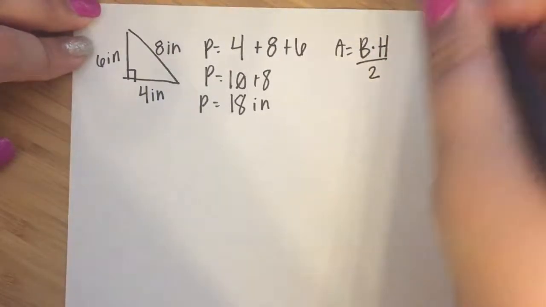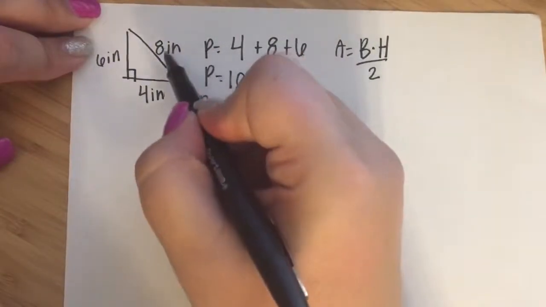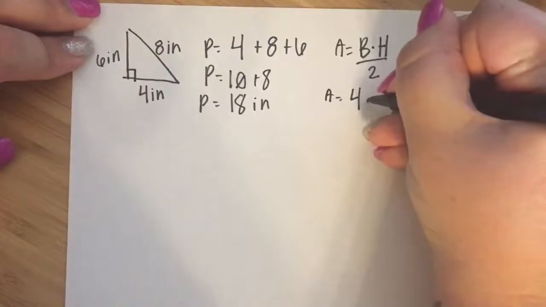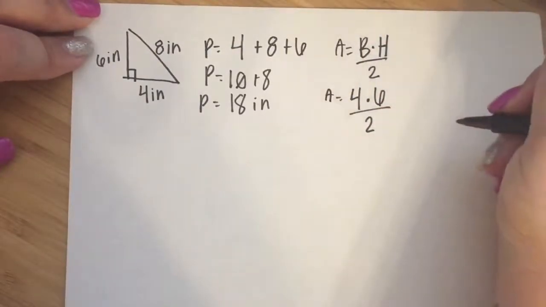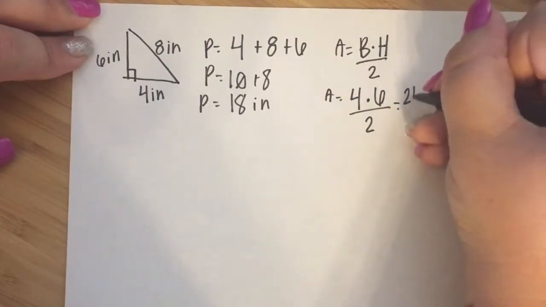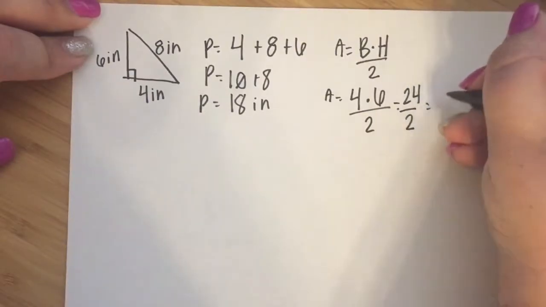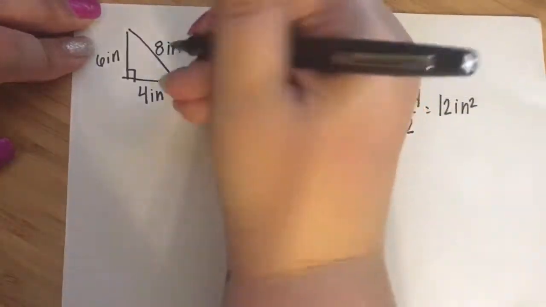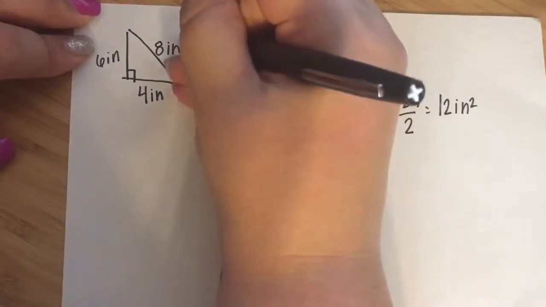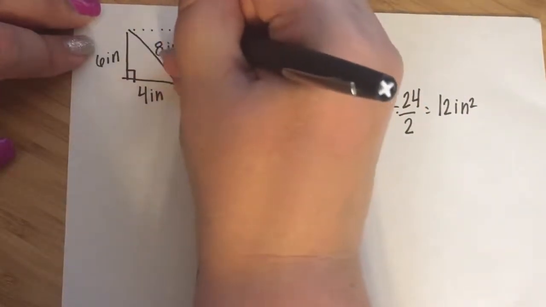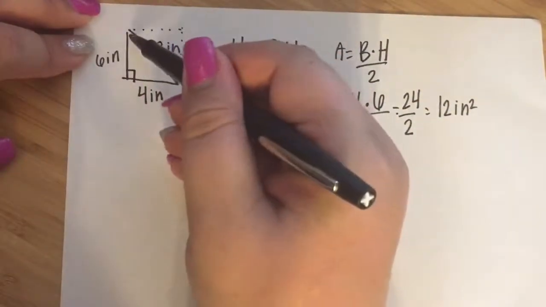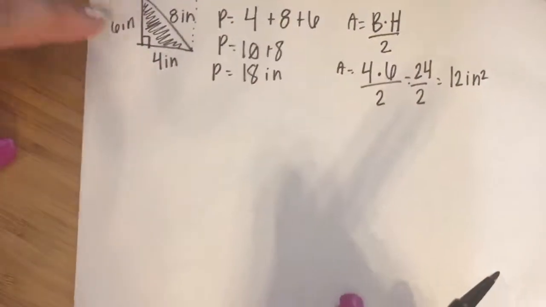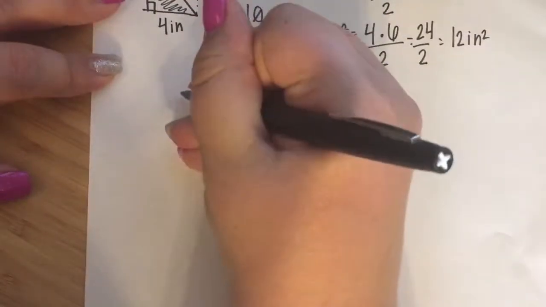To find the area, I must do base multiplied by height divided by 2. I divide it by 2 because it is half of that of a quadrilateral. So it's 4 multiplied by 6 divided by 2, which is 24 divided by 2, which is equal to 12 inches squared. If I took a square piece of paper and folded it on the diagonal, I would have half. So that dividing by 2 is just like finding the area of a triangle. I'm only finding half of it.